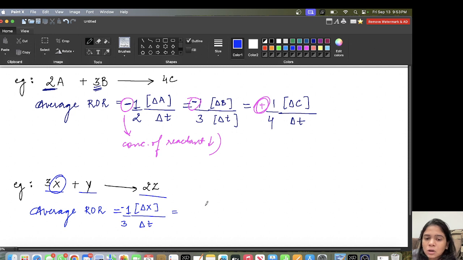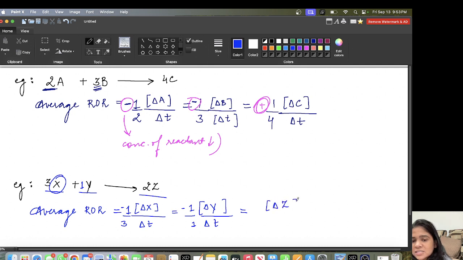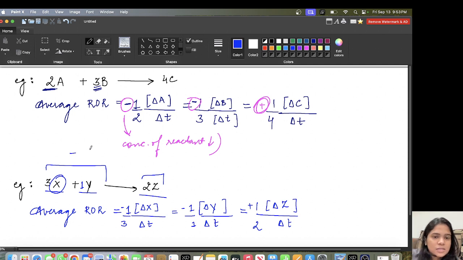Which is equal to delta y by delta T. What is the coefficient here? 1 only, so 1 by 1, with a minus sign. If you don't write 1 by 1 also, that's fine. Then in terms of Z, delta Z by delta T. The coefficient here is 2, so 1 by 2, and the sign will be plus because this is the product, while for the reactants we write the minus sign. This is how you write the average rate of reaction in terms of delta. Delta means change.